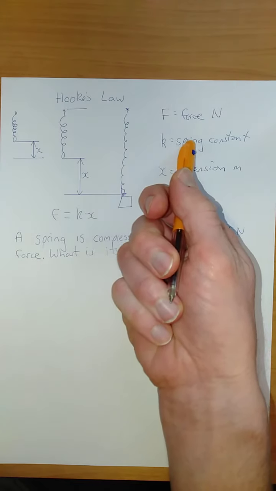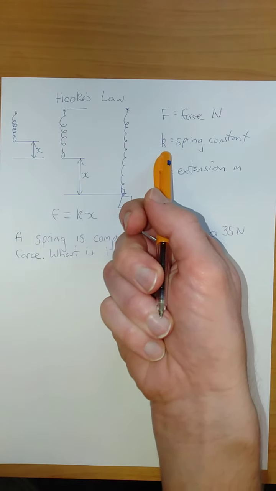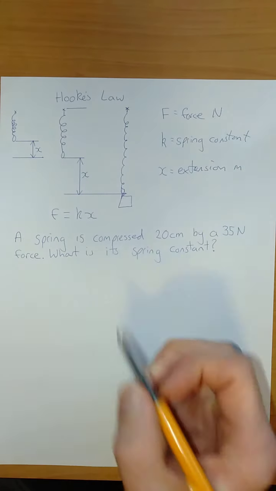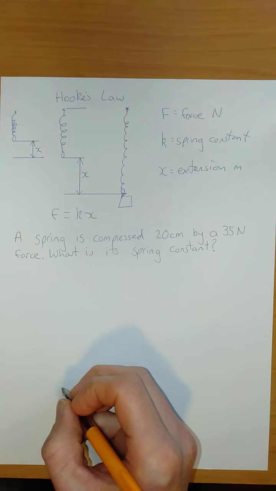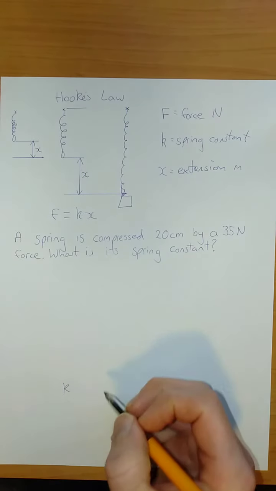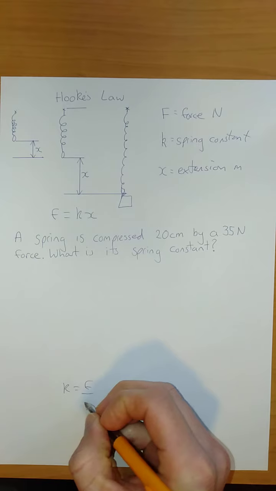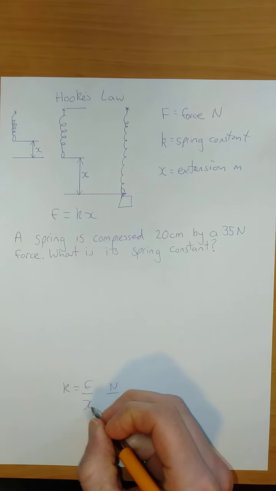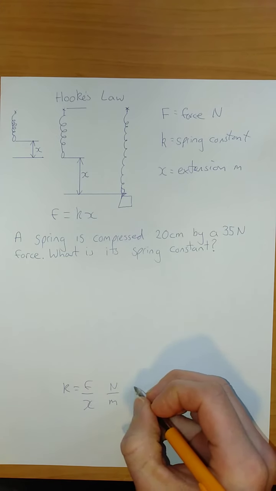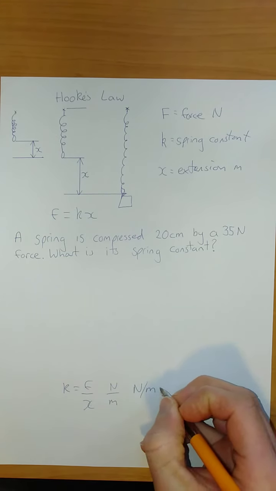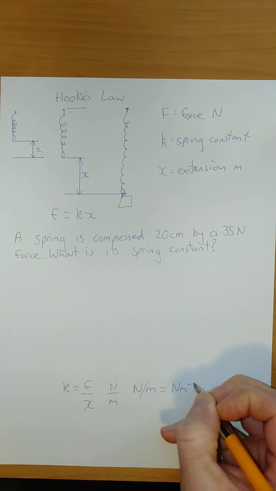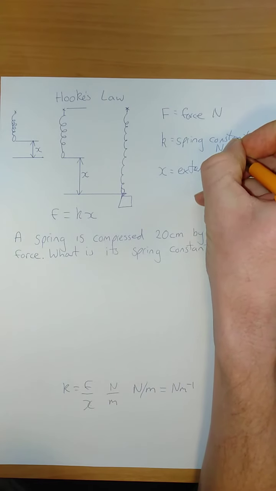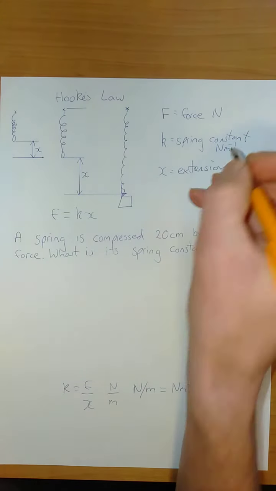I'll just point out that if you want to find the unit for spring constant K, you can work that out from the formula here. I'll do it just down here at the bottom of the page. So K, if we rearrange that equation, K is equal to F divided by x. F is measured in newtons, and x was measured in meters. Therefore, it becomes N/m, which simplifies to Nm^-1. So that there is the unit for spring constant: Newton meters^-1.